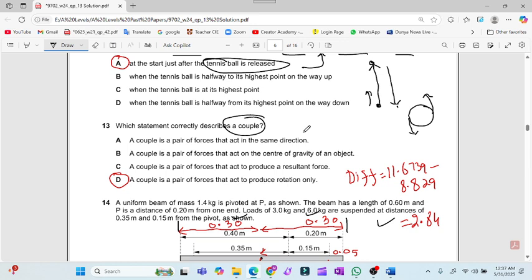The next question is related with the couple. A couple is when two equal forces act on an object in opposite directions. So it will give you a rotation, just like a steering wheel of a car. So option D is the valid option.